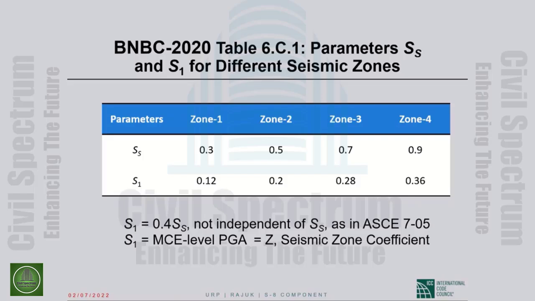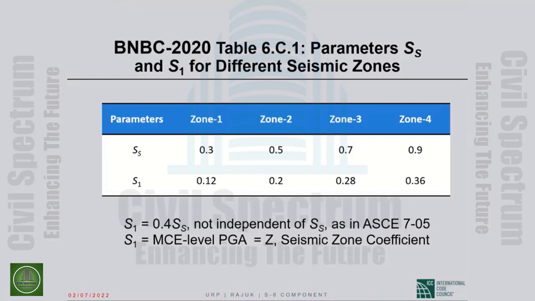S sub S, the short period spectral acceleration, is 2.5 times PGA, peak ground acceleration. Okay, this is from basics, let us say. Okay, and I will show you some of those basics in a week from now.